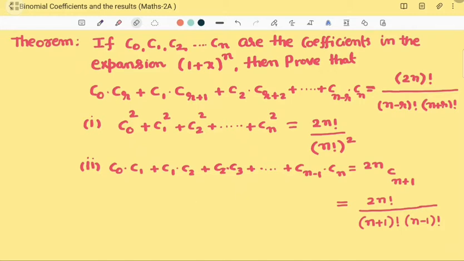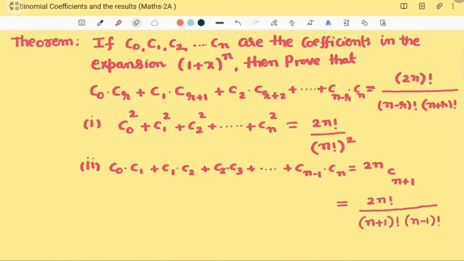From this result, hence deduce that C0 square plus C1 square plus C2 square plus and so on Cn square equals 2n factorial by n factorial square, and C0 into C1 plus C1 C2 plus C2 C3 plus and so on Cn minus 1 into Cn equals 2n C n plus 1, that is 2n factorial by (n plus 1) factorial into (n minus 1) factorial.